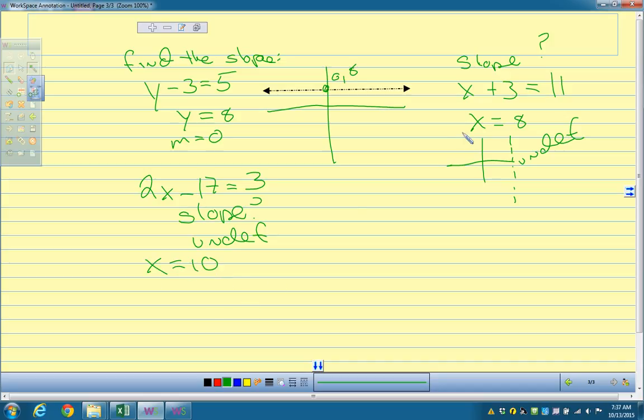Hey, I owe you a point. How about 3 minus 2y equals 16? Find the slope. Slope. 0. Quinn. 0. Okay. Slope is 0. Okay, we got that?